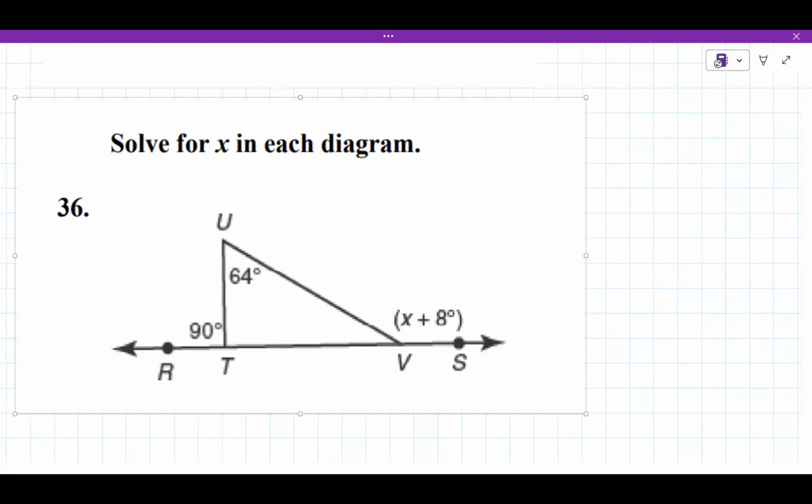So that means this would have to be 90 because it's 180. This is already 64. So 90 plus 64 minus 180 is 26. So this would be 26. So I'd have to do x plus 8 equals 26. And then I would do minus 8, 26 minus 8 is 18. X equals 18.